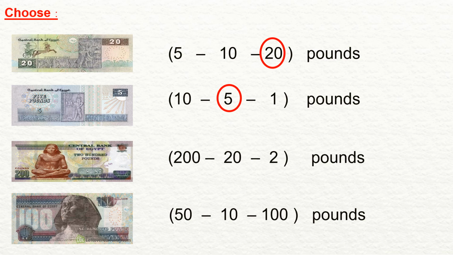The third one, we can see here number 200 on it. So its value is 200 pounds. The last one, we can find number 100 on it, so its value is 100 pounds.